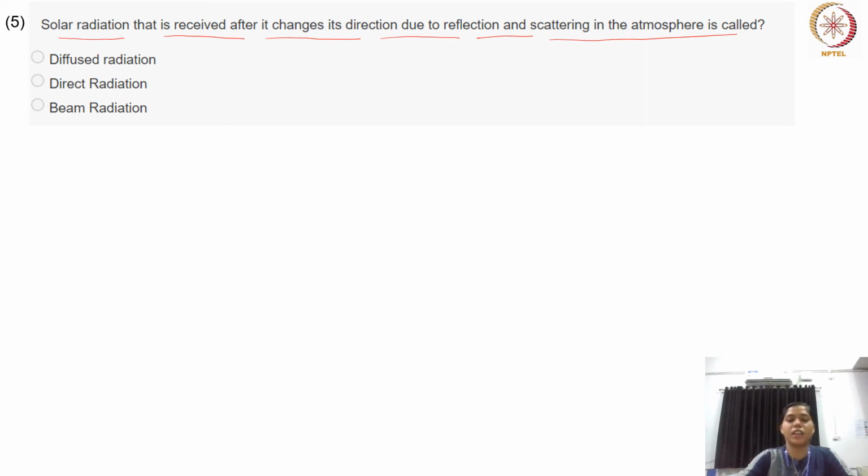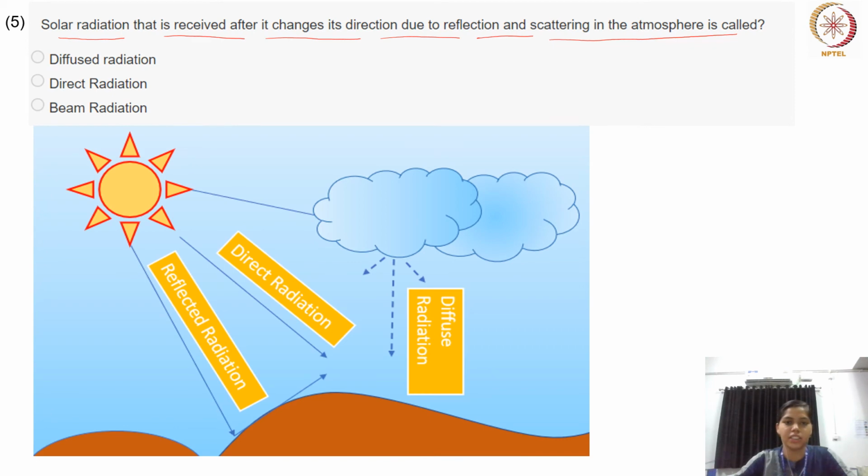Okay, so let's have a look at this image. Suppose that this is your sun and this is your land, and this solar radiation is coming. So this will be, I think, more visible. The solar radiation is coming from the sun. Some radiation will directly fall on the surface of the earth, like this one, without any bending or scattering through the atmosphere. So that will be my direct radiation.